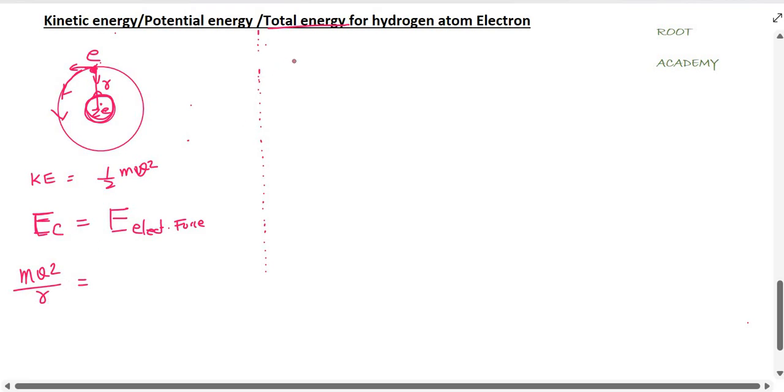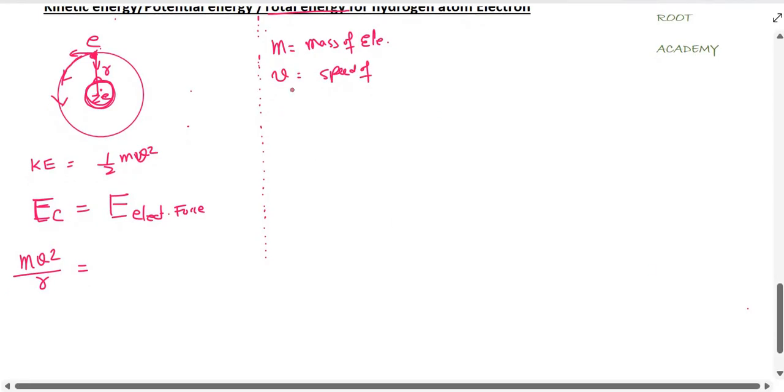Okay, so we should know what m is here: the mass of the electron. What is v here? Speed of the electron. What is r here? The radius of the atom. And what is the electrostatic force? It is 1 upon 4 pi epsilon naught, q1 into q2, correct? The product of these two, by the knowledge in the first chapter. The force between these two is this. So what will it become?